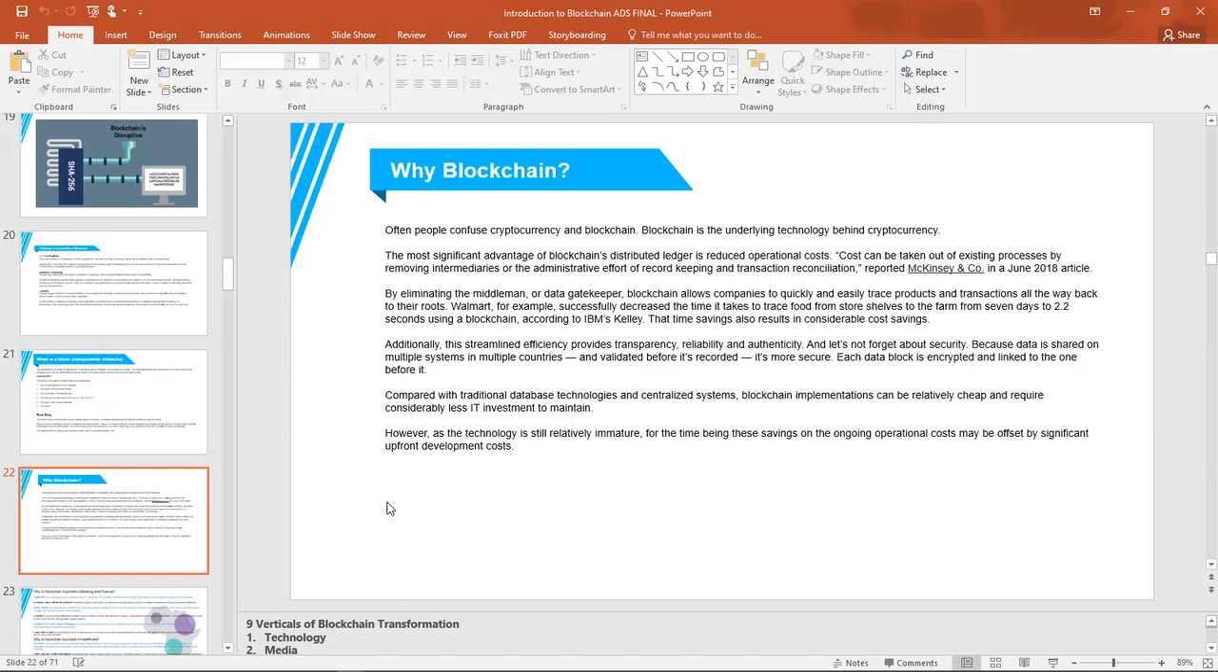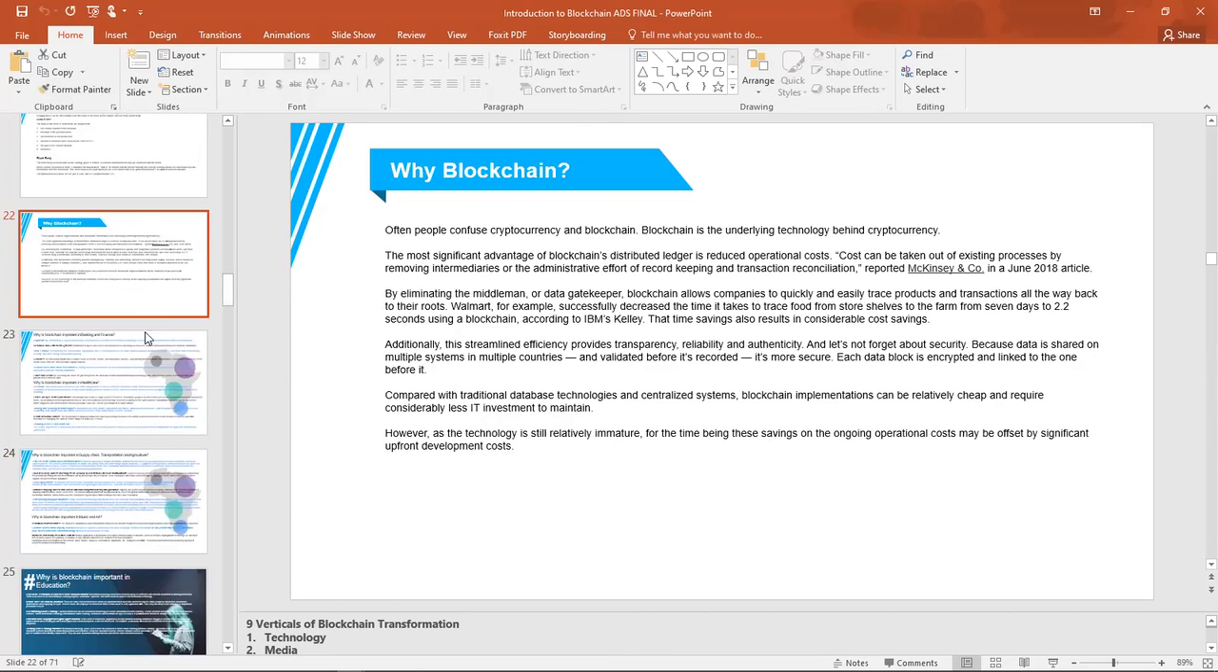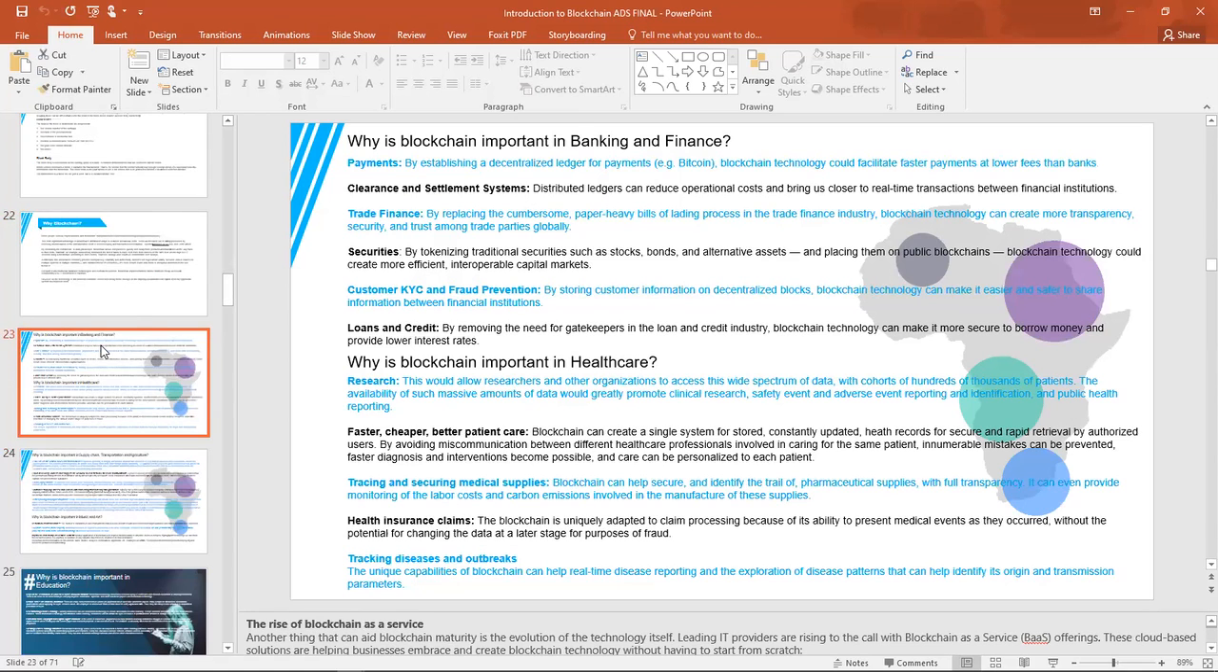But once you have spent on the initial cost of the development, then the maintenance cost will be significantly reduced. So that is one of the reasons why blockchain is great. And then we can go to the next topic, why blockchain is important, all the different use cases in banking and finance and other sectors.